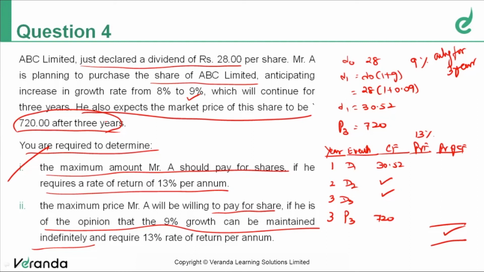In this problem, they have mentioned it in this fashion: P0 is equal to D1 divided by KE minus g. P0 is equal to 30.52 divided by 0.13 minus 0.09. The computation part you have to take care of.